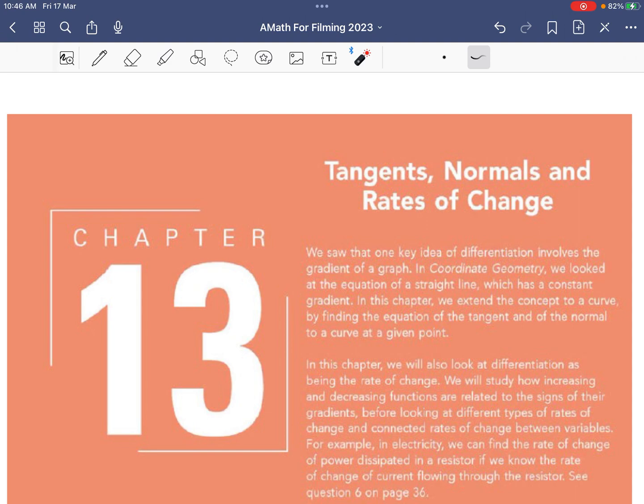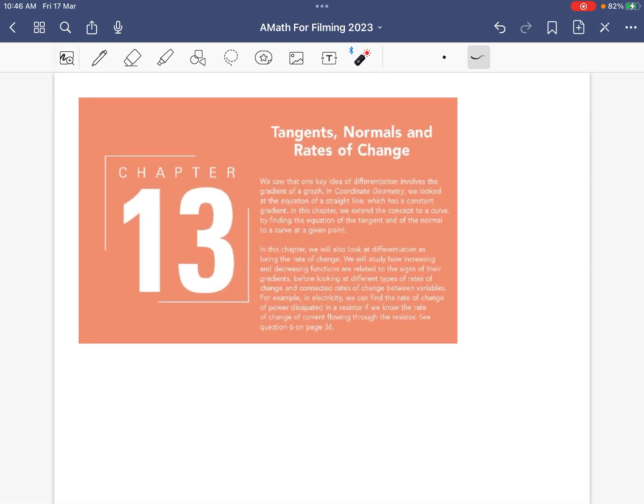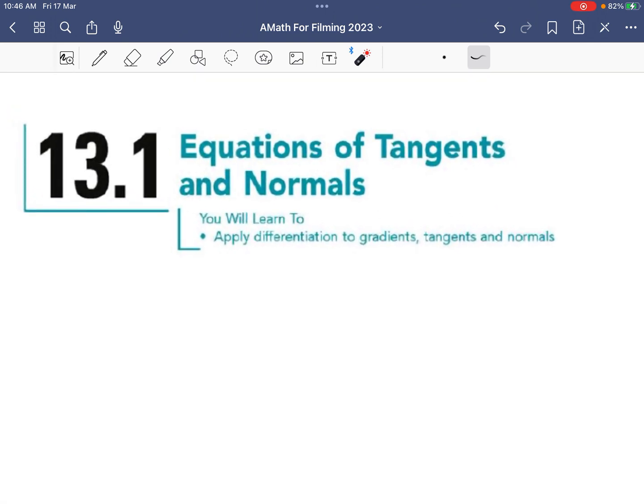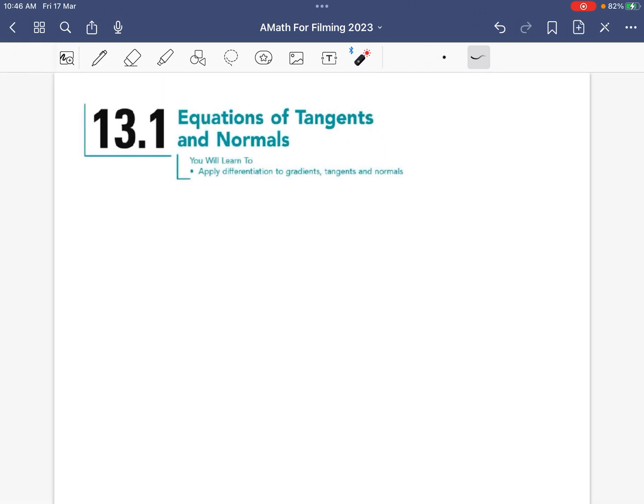For example, speed. Speed is meters per second. So what is the change in distance per second? That in essence is a rate of change. We'll deal with those later on in the chapter, but first, today we're just going to deal with tangents and normals. So today in 13.1, we'll learn to apply differentiation to gradients, tangents, and normals itself.